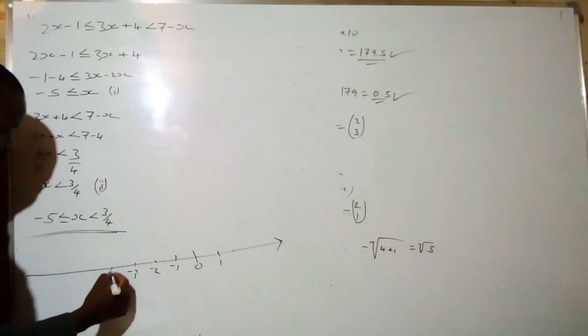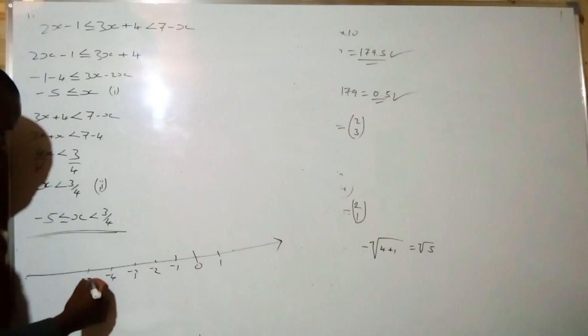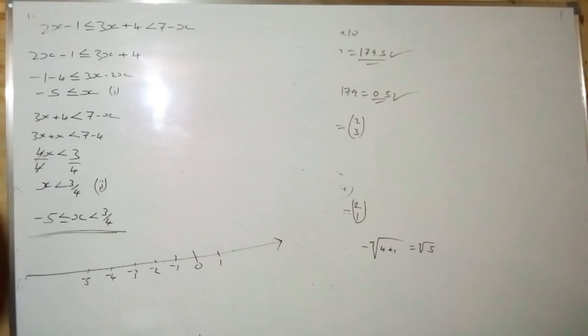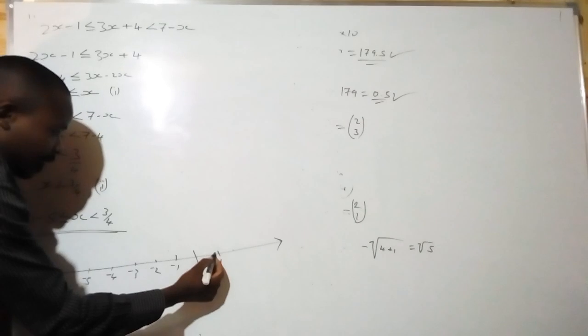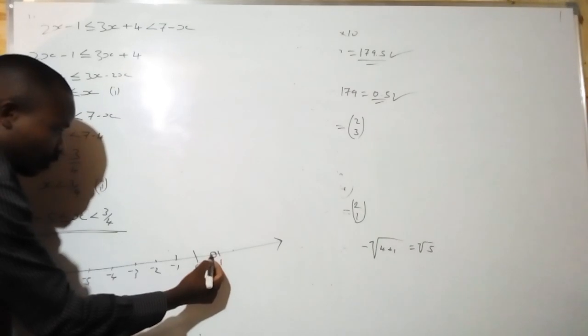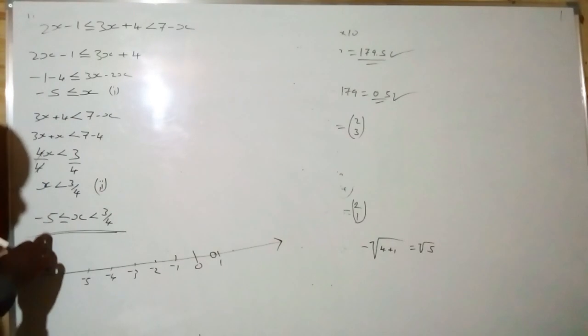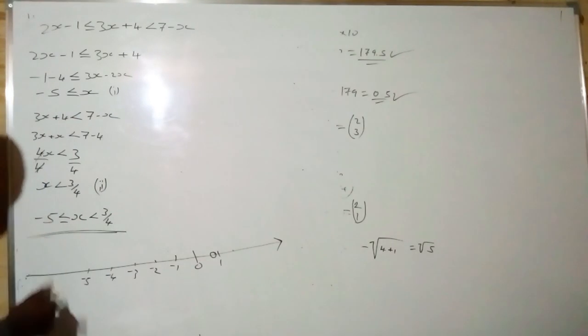3 divided by 4, it's around what? 3 divided by 4 is equal to 0.75. We can assume our 0.75 is here, which will not be included because the sign is less than. Negative 5 will be included because the sign is less than or equal to. So you are going to do a circle and you shade.